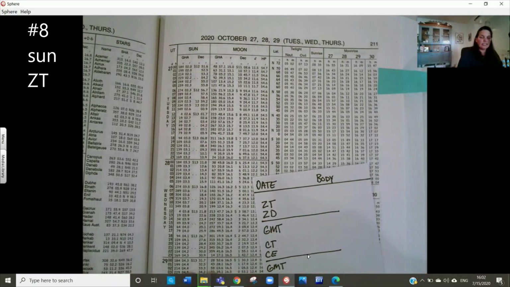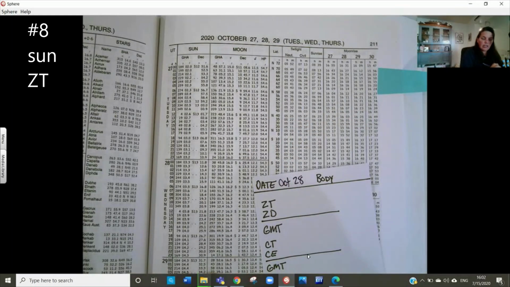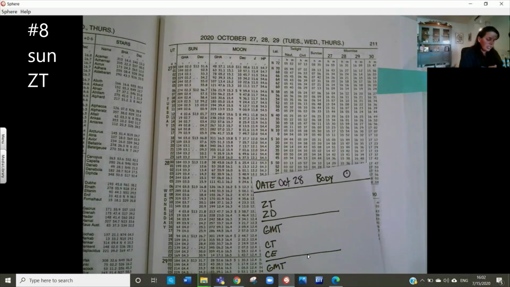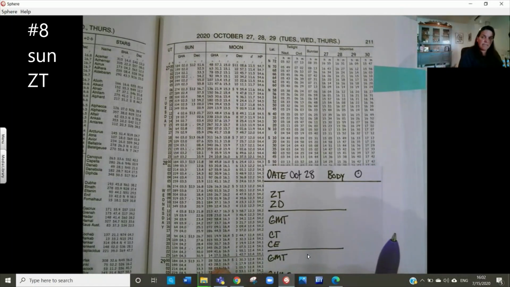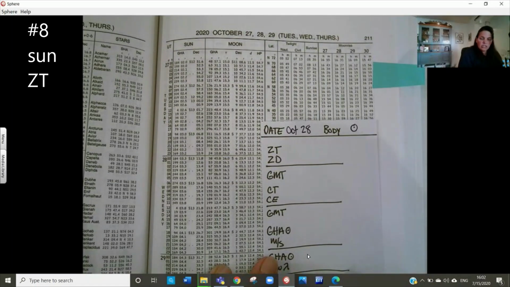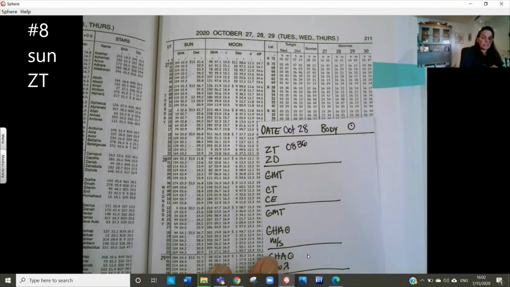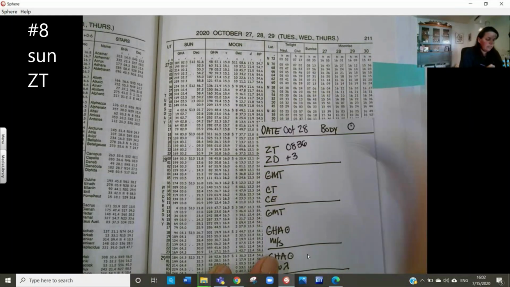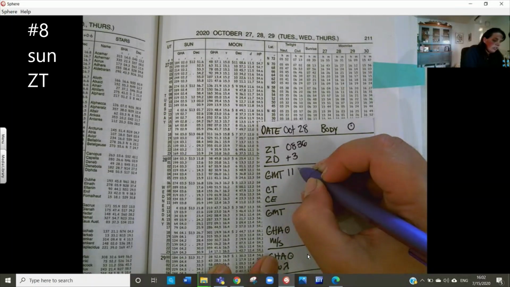Alright, on number 8, we have a date of October 28th, and the body we're observing is the sun. They gave us a chronometer time and a chronometer error. So now we have to convert our time into GMT. So we're going back to practicing those time calculations. They told us our zone time was 0836, and they told us our zone description was +3. So roughly speaking, our GMT is 11:36.